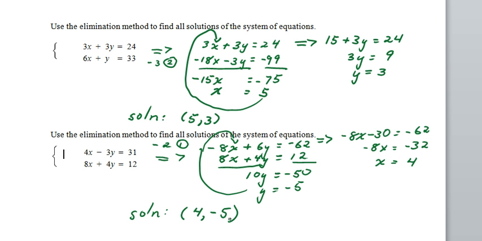4 times 4 is 16, minus a negative 15 gives us positive 31. 8 times 4 is 32, minus 20 is 12. And so the solution does satisfy both equations and therefore is a solution for the system.